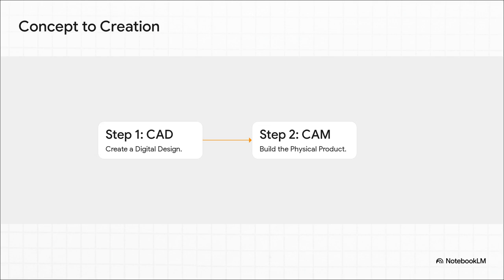And the whole process, when you break it down, is actually pretty elegant. You start with step 1, creating the digital design. That's done with something called CAD, or computer-aided design. Then, step 2, CAM steps in. It takes that digital blueprint from CAD and brings it to life. It's this beautiful, seamless handover from a concept to an actual creation.